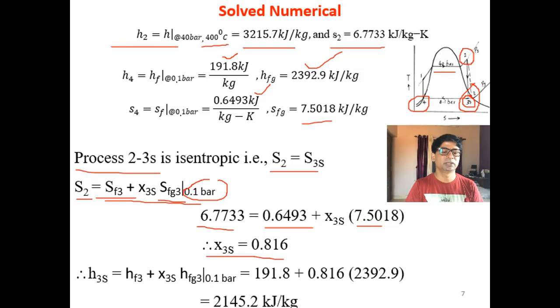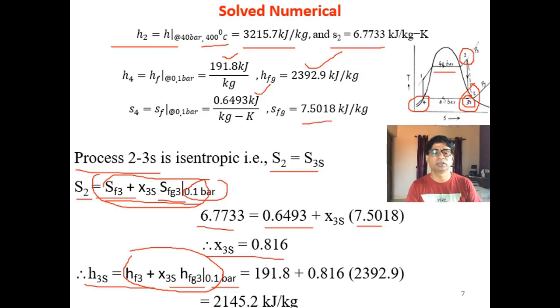Now substitute in the formula for H3S, which is nothing but HF3 plus X3S into HFG3 at 0.1 bar. You see here this side all these values, mainly enthalpy values, similarly here entropy values. So they have to be taken at 0.1 bar pressure because 3 is on the 0.1 bar line, and after substitution you will get H3S as 2145.2 kilojoules per kg.